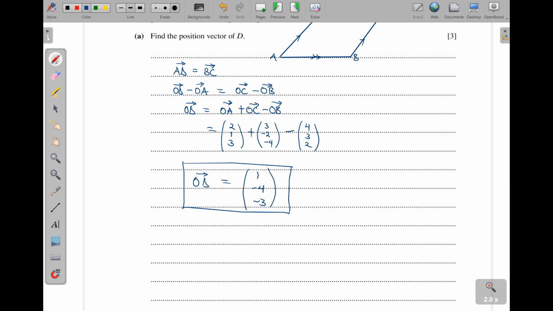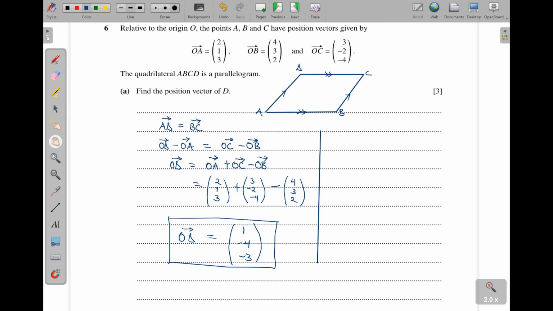Okay. Alternatively, you could even use this one here, because we have two parallel sides. I have to show you all the alternatives. So alternatively, I can have AB here is equal to DC. Okay, so I say AB is equal to DC.